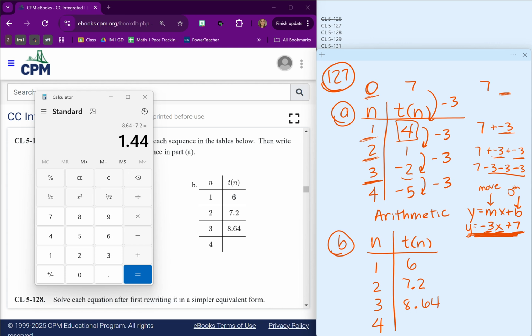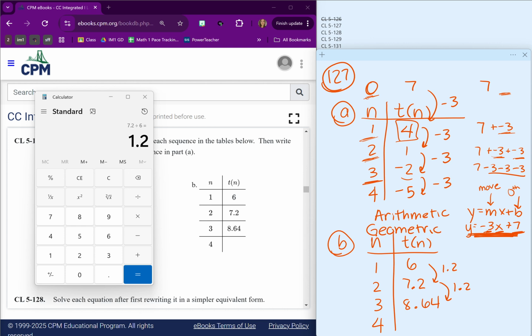Okay, with geometric, I'm going to test multiplying by using division. So let's try 8.64 divided by 7.2. That means this was a multiplier of 1.2. Let's test it again. 7.2 divided by 6. That was another multiplier of 1.2. So since we're multiplying over and over, this is a geometric pattern.